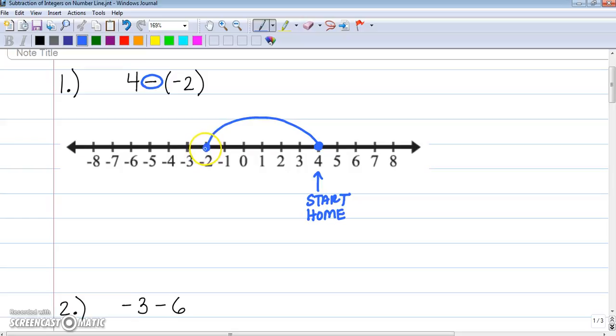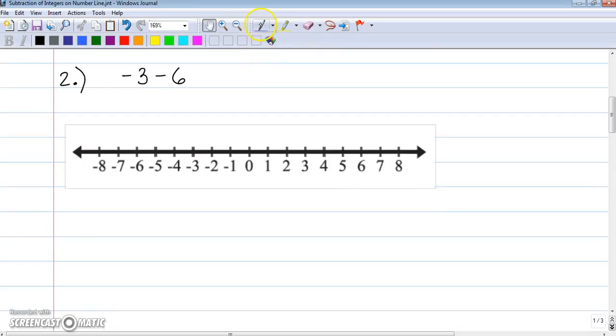And as I count the distance between these two integers, I'm also thinking about which direction I'm traveling. If I'm going to the right, it's positive, and if I'm going to the left, it's negative. So from negative 2, I'm going 1, 2, 3, 4, 5, 6 units to the right. So the difference between 4 and negative 2, or 4 minus negative 2, is positive 6. How far away from negative 2 is 4? It's 6 units to the right. That's why the difference was positive 6.